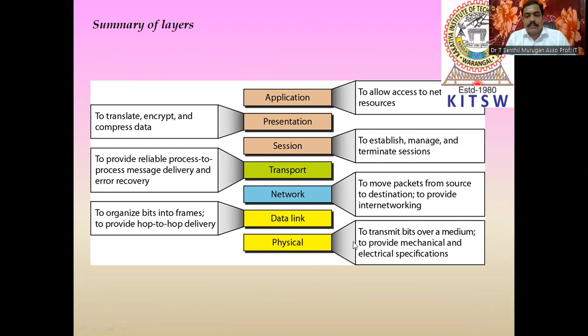The physical layer is responsible for what? Transmitting bits over the medium, providing mechanical and electrical specifications, and electromagnetic signal conversion. The data link layer organizes bits into frames and provides hop-to-hop delivery. The network layer moves packets from source to destination to provide internetworking. The transport layer provides reliable process-to-process delivery and error recovery. The session layer establishes, manages, and terminates sessions. Presentation means translate, encrypt, and compress the data. Finally, application means allowing access to the network resources.